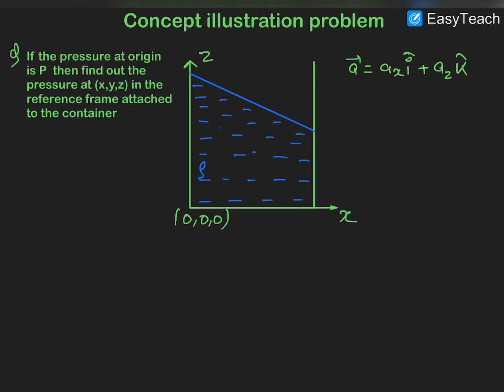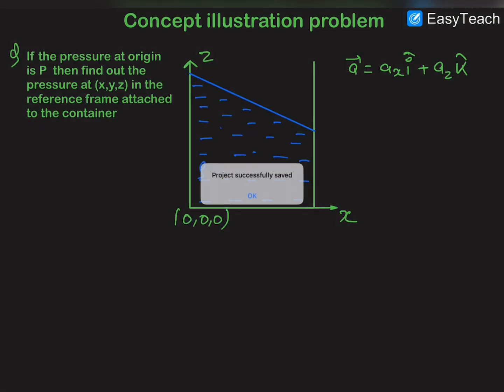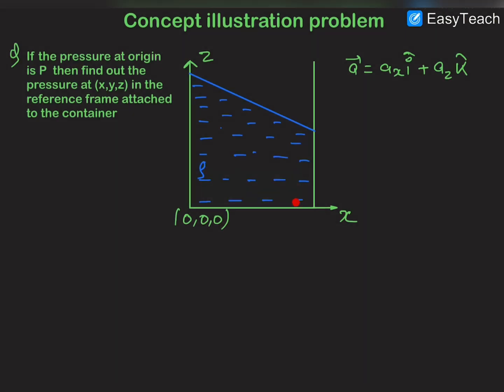Now let us discuss this question. In this question, you can see that this is a container which is moving with an acceleration of ax i cap plus az k cap. And this is the z-axis, this is the x-axis, and the y-axis is inside this plane. The density of the liquid is rho, and it is given that the pressure at origin is P naught. So we have to find out the pressure at a point which is having coordinates x comma y comma z.